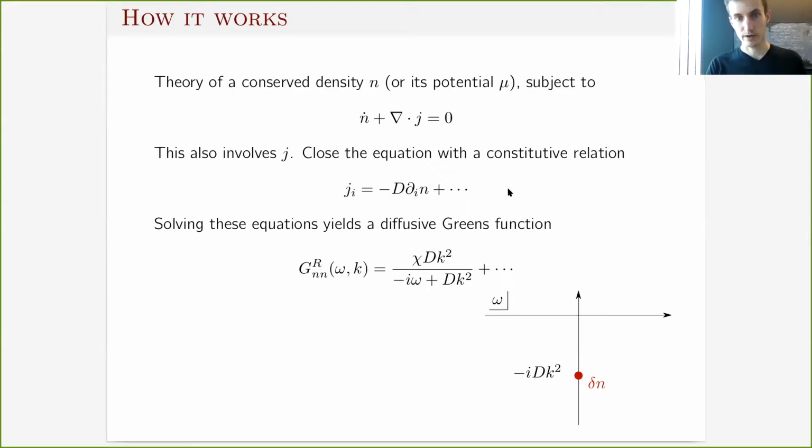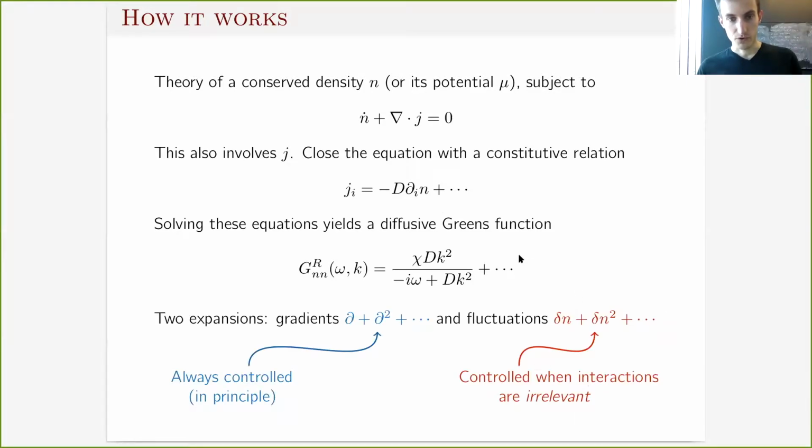So the leading term you can write down will look like this, and it comes with some coefficient that I don't know, that I call D. Now that I have this constitutive relation, I can plug it back in the continuity relation and get an equation for charge. Linearizing around some background will lead to a two-point function of charge that looks like this, that has this diffusive form. So it has a single diffusive pole at imaginary frequencies equal to minus iDk squared.